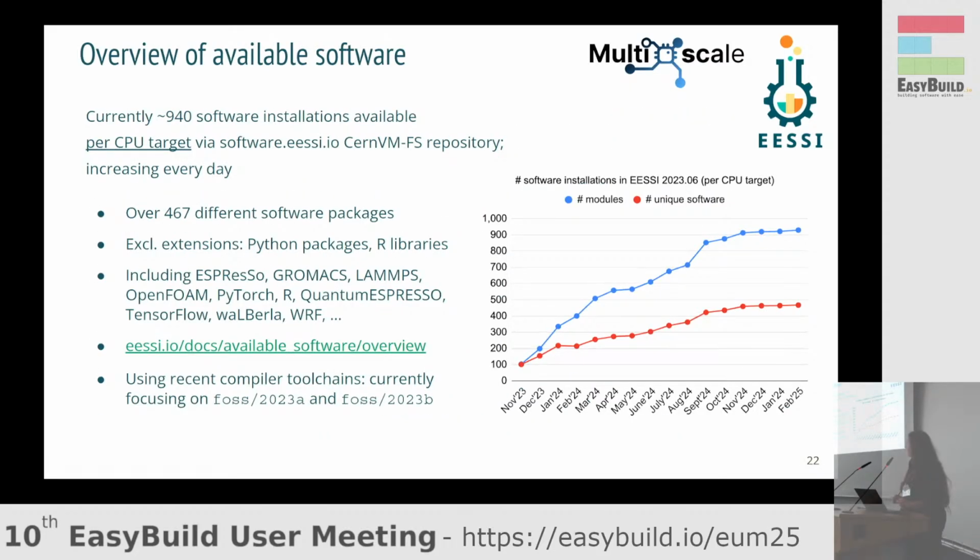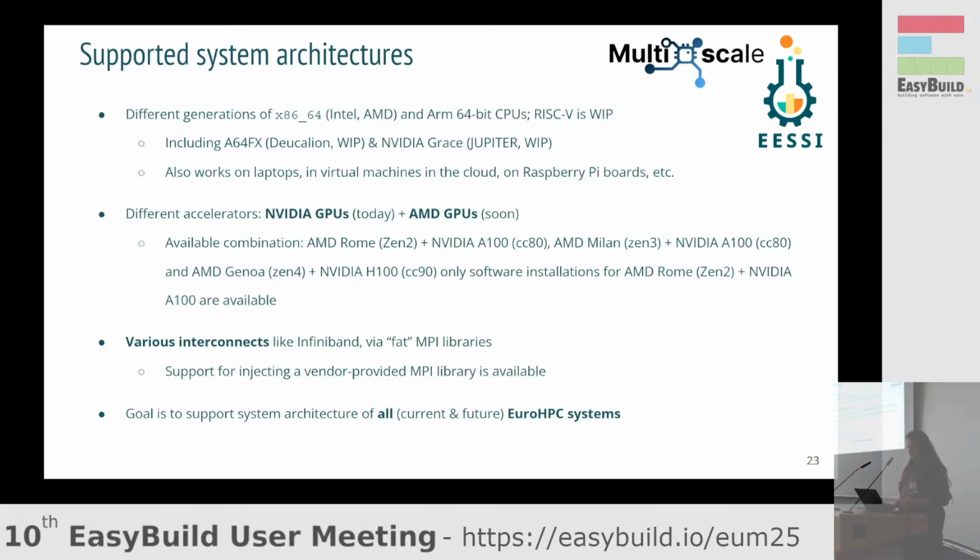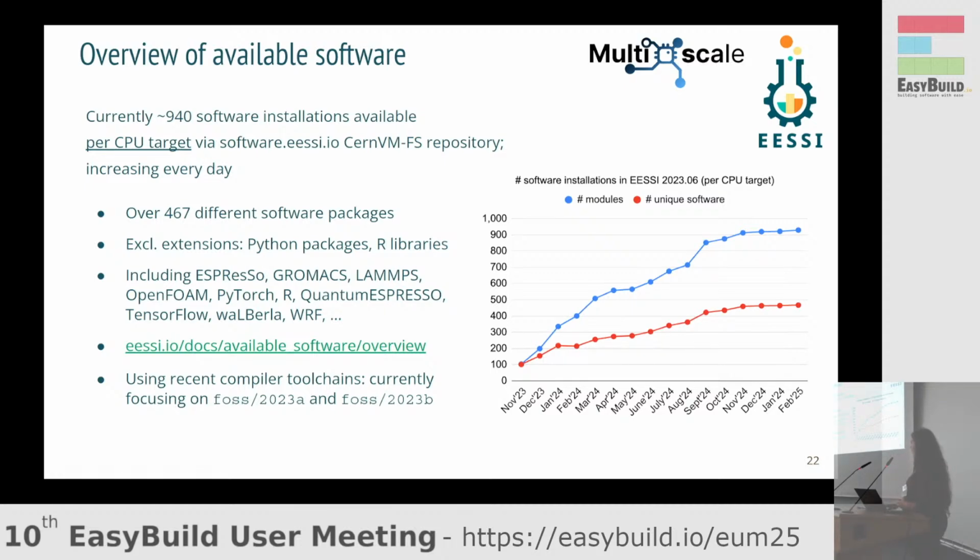This is an overview of the software that is already in EESSI at the moment. We have ESPResSo, GROMACS, LAMMPS, and as you can see, we have steadily been growing since software.eessi.io was out there. At the moment we have around 940 software installations available, and around 467 unique software packages. We're building for the recent toolchains 2023a and 2023b. If you want a full overview of all the software that is in EESSI, you can check our documentation on the overview page.